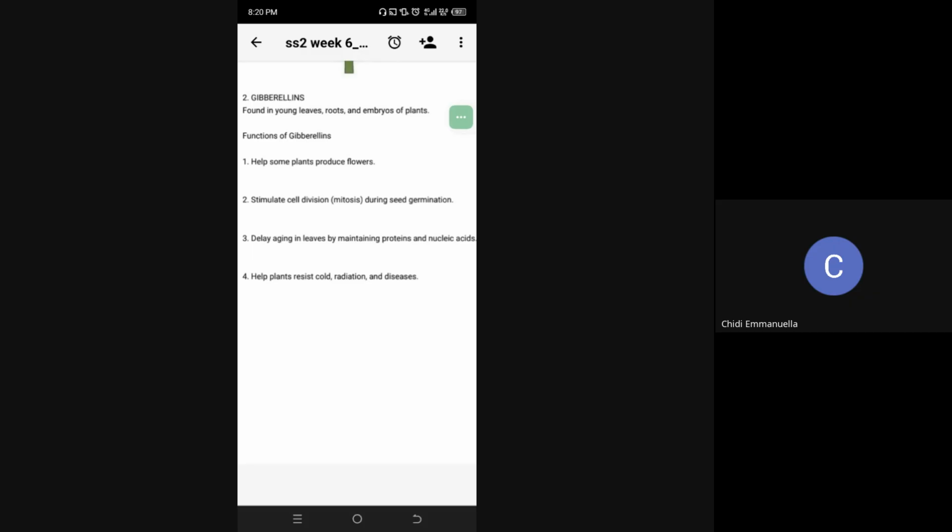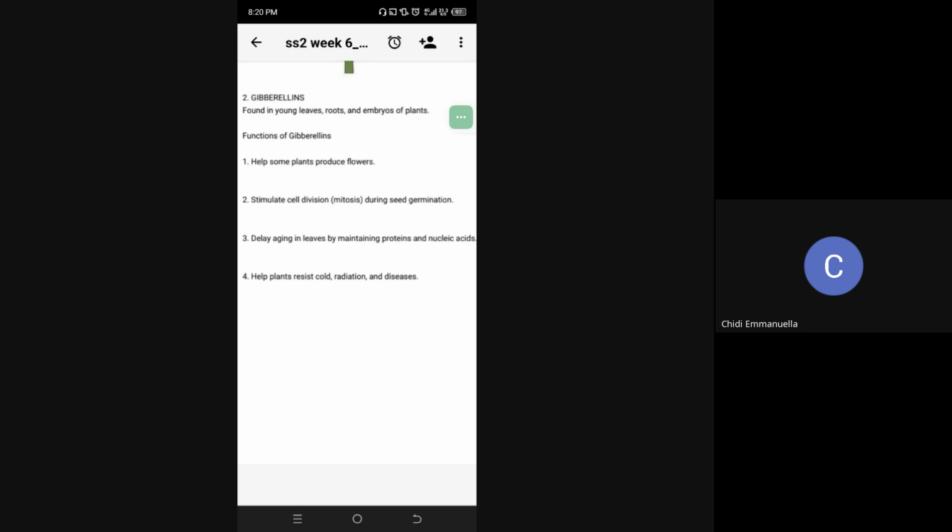All right. The next thing we're looking at is number 3. Gibberellins help to delay aging in leaves by maintaining proteins and nucleic acids. So it does not allow the leaf to age. It keeps it young and fresh. That is the function of gibberellins.